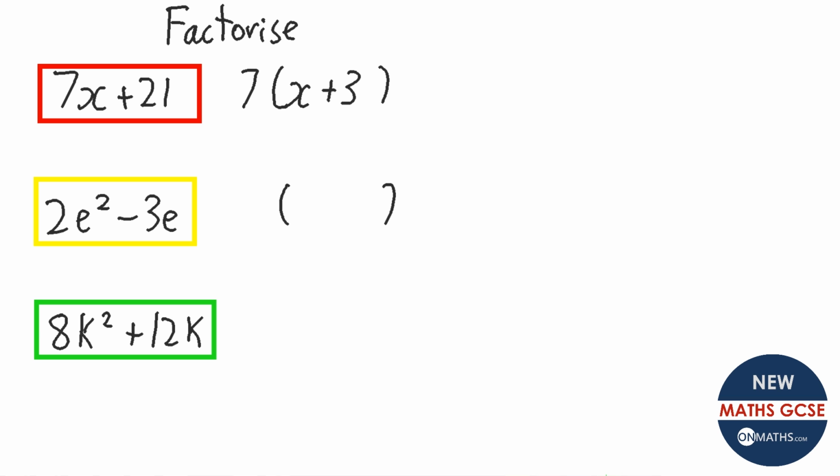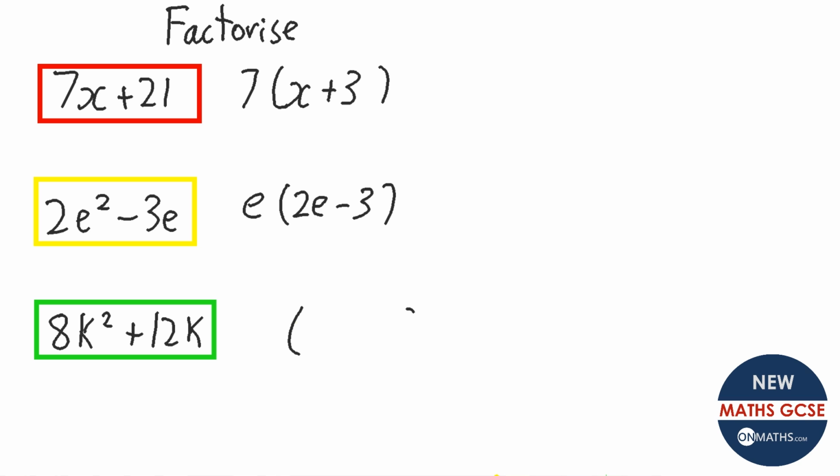Okay, we've got, well, a 2 and a 3. There's no numbers that we're going to find. But there's definitely an e we can divide out of both of those. So what do I times e by to get to 2e squared? Well, there's going to be a 2 there and an e there to get the e squared. Minus, well, what do I times e by to get to negative 3e? Minus 3.